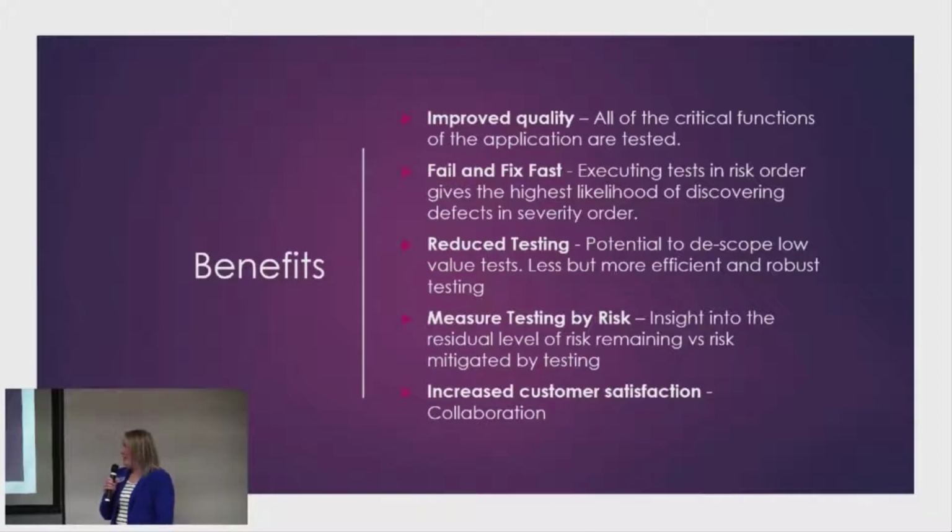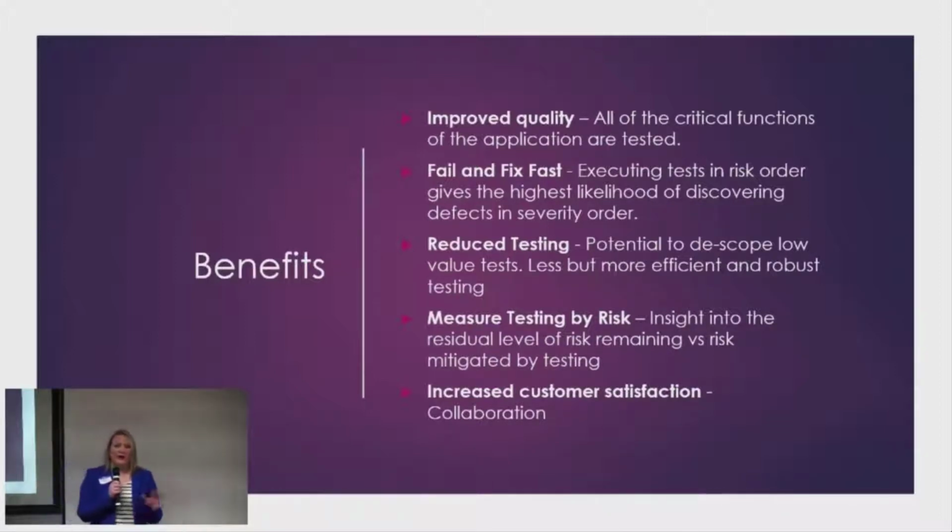And then measure testing by risk, which is my personal favorite benefit of this. We're used to talking about test execution as this is the amount of test cases that we've executed, and this is the amount that we have left. A different metric, or it seems like a better metric to us, is saying this is the level of risk that we've mitigated so far with our testing versus this is how much risk we still have to mitigate with our testing. And then last but not least, increased customer satisfaction.